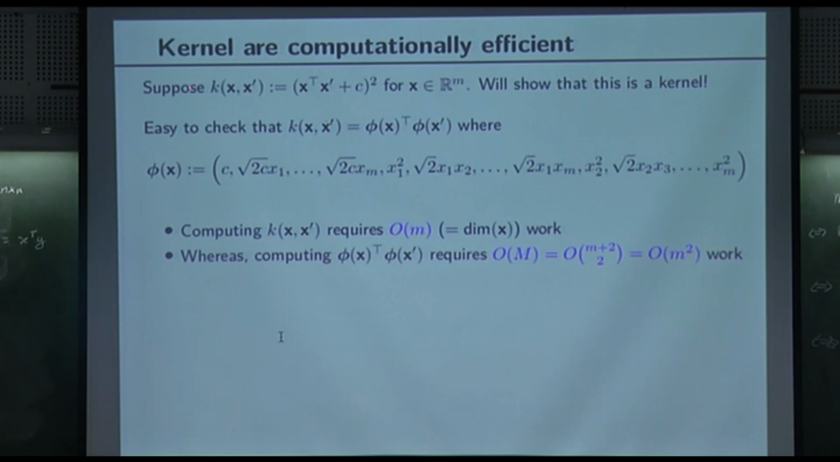So in order to compute k(x, x'), what do I have to do? I have to compute this inner product x^T x' plus c. That takes order m work, which is the dimension of x. The squared is order 1, so it takes order m work. If I want to construct this feature vector, that requires me to construct this vector and then take its inner product. What is the length of this vector? It is m+2 choose 2. That is the length of this vector, and it might be a good exercise to figure out how to do this.